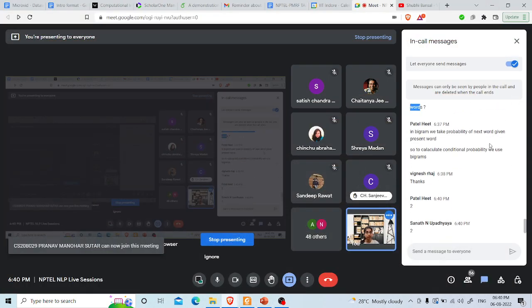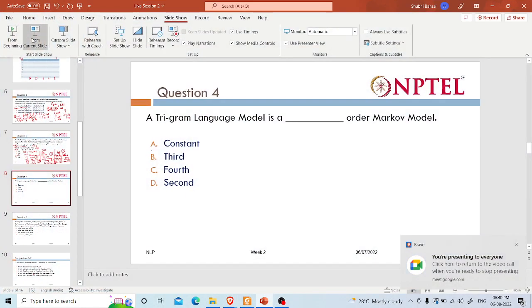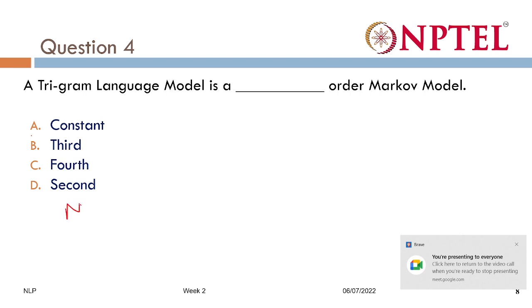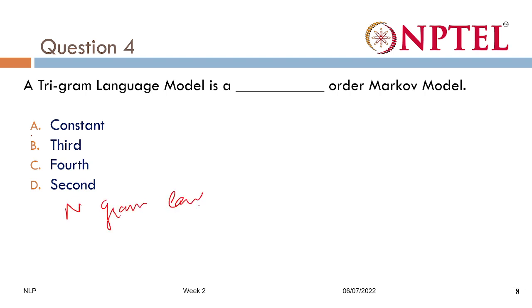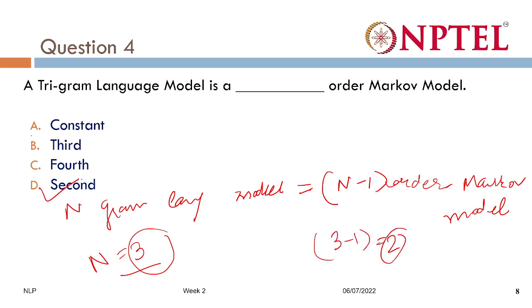Yes, second. Great. So, this is a simple question where they say that any n-gram language model is an n minus 1 order Markov model. Now here n equals 3, since trigram means 3. So n minus 1 order Markov model means 3 minus 1, that is 2. So the correct answer is option D.